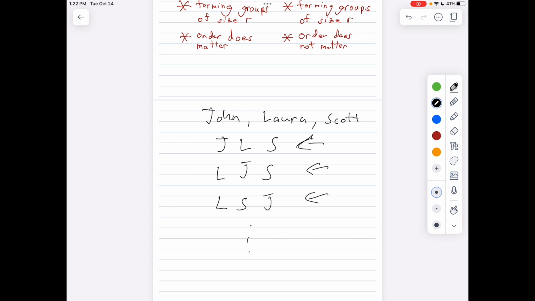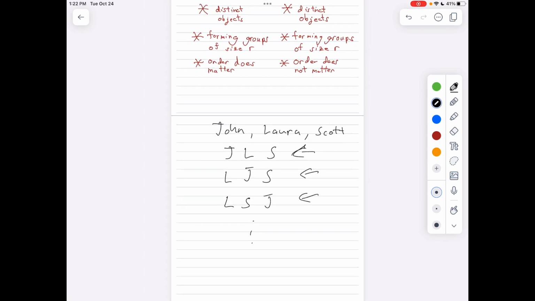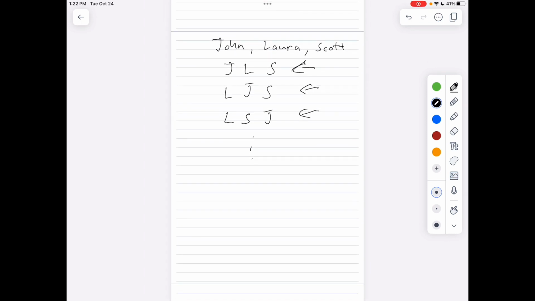If I was considering a combination, I would just be asking something along the lines of, how many groups of 3 can I make? Well, John, Laura, Scott would be one group. That's how that would work out. All right, so we're going to use a permutation.